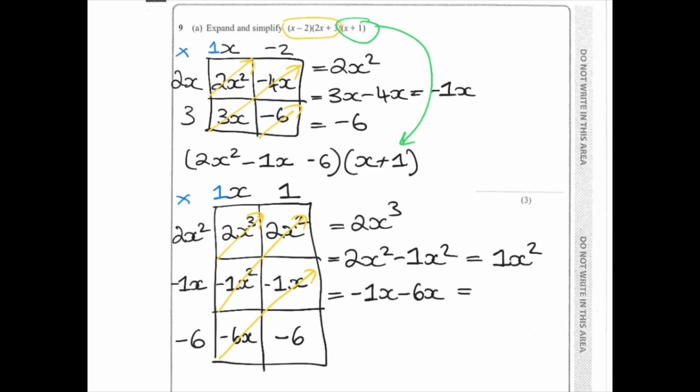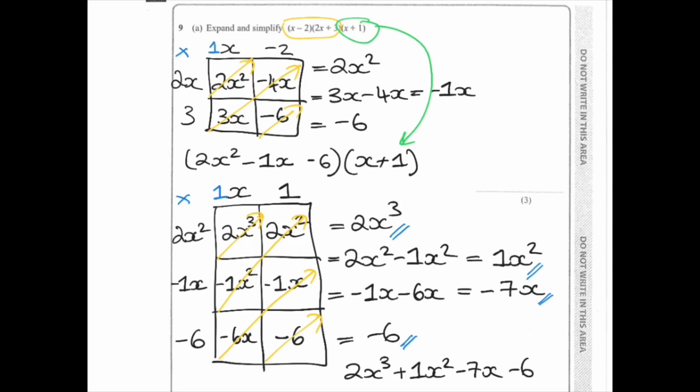So I'm at minus 1 on the number line, and I'm going down another 6. My answer is definitely going to be negative, minus 7x. And finally, minus 6. Pulling it all together then, you've got 2x cubed, you've got 1x squared, and minus 7x, and then minus 6. You're going to write that answer out in full. The answer is 2x cubed plus 1x squared minus 7x minus 6.